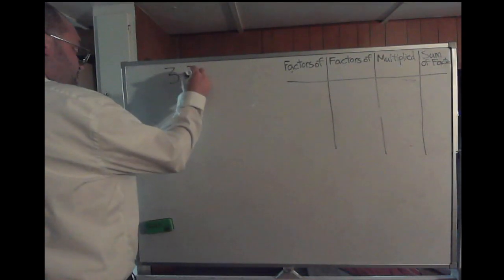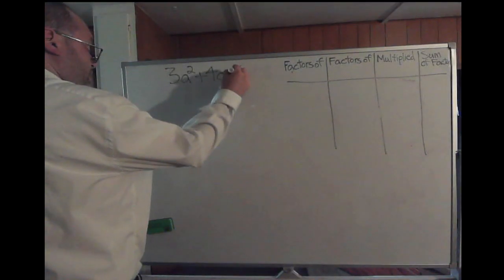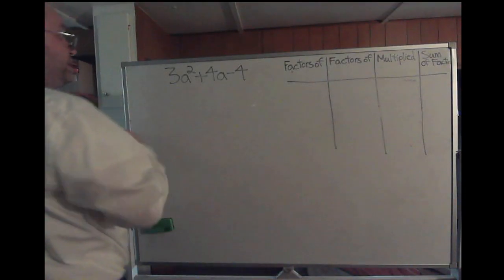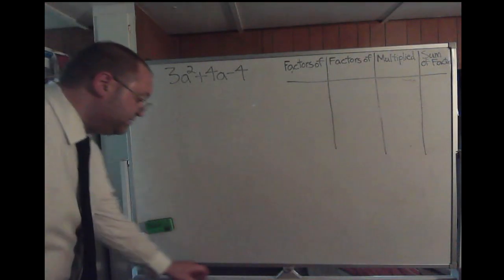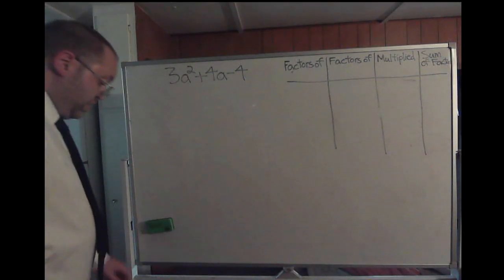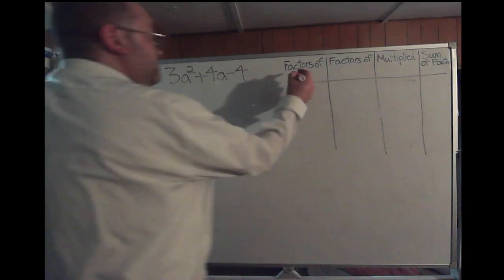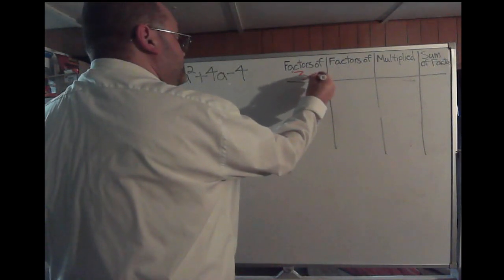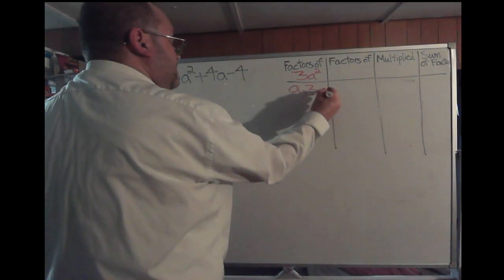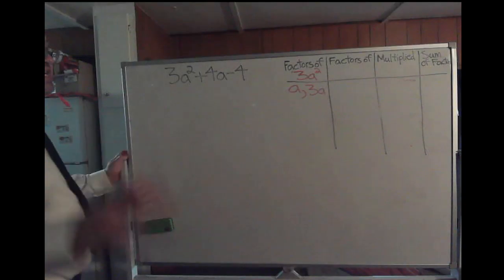(3a² plus 4a minus 4). Alright, so we got 3a² plus 4a minus 4. Well, first we need to find our factors of 3a². So let's look for factors of 3a². Well, that would be a and 3a. And if you take a and 3a and multiply them together, you get 3a². That checks out so far.